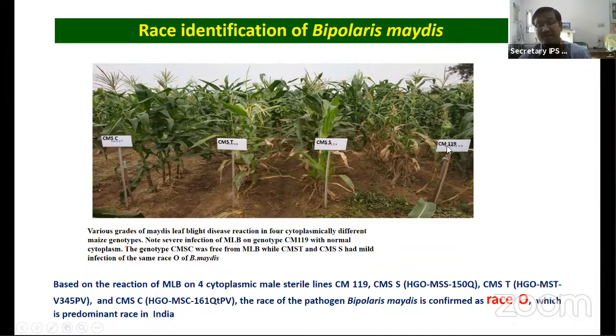This is CM119. So based on the various inoculation techniques and using the 25 selected isolates of this Bipolaris maydis, we could prove that this is only race O, because this race O is infecting only the normal cytoplasm but not infecting the CMS lines, none of the 3 CMS lines. This we also confirmed last year only.